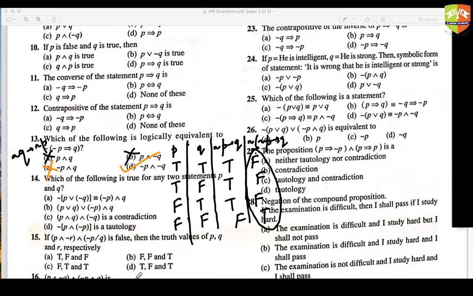Clear? Do you want me to do it separately on some different page or is it understood from here? Understood, sir.